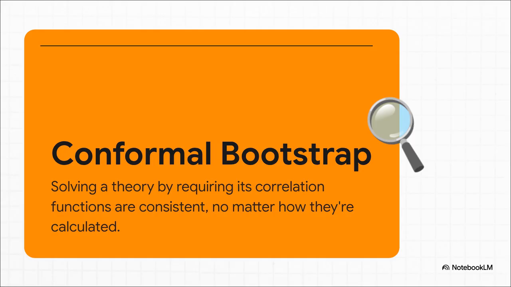And the best way to get your head around it is to think about solving a Sudoku puzzle, right? When you start a Sudoku, you don't know the final answer. All you have is a set of rules. Each number can only show up once per row, column, and box. But just by enforcing those consistency rules over and over, you're backed into a corner. There's only one unique solution that can possibly work. The bootstrap is basically Sudoku for physics.